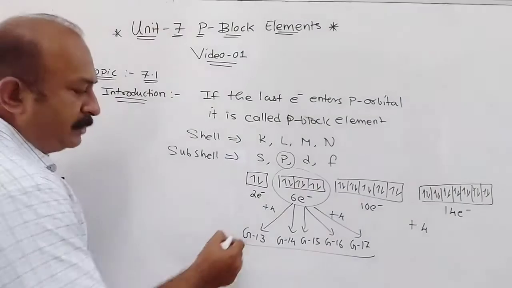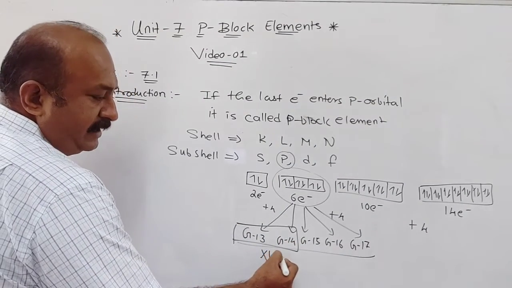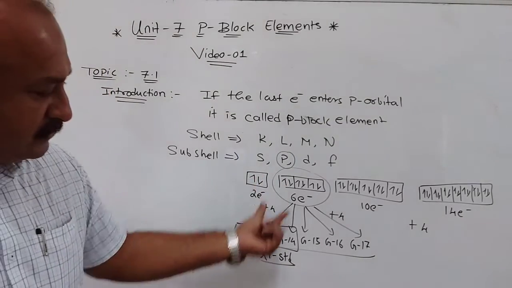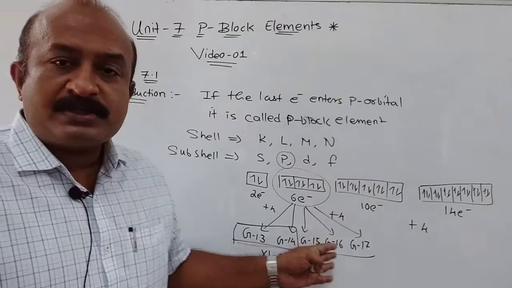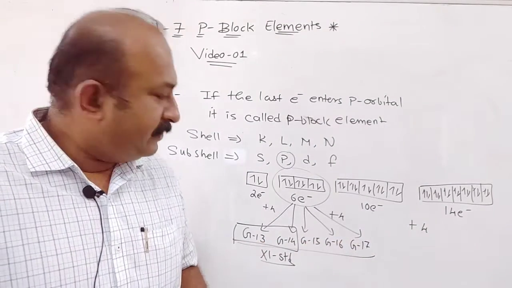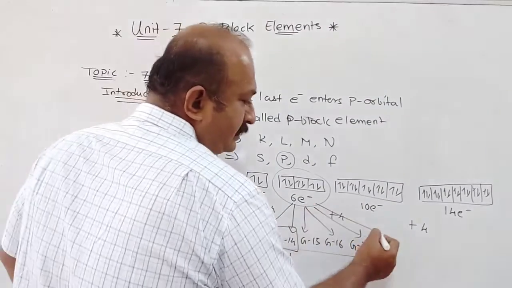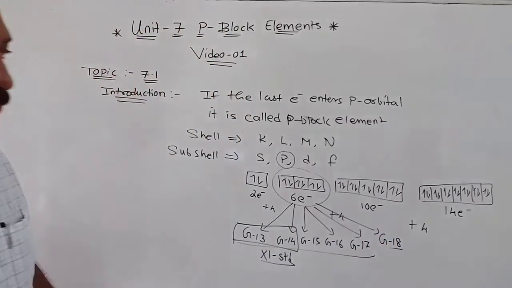Now out of these 6 groups, we have already studied these 2 groups in 11th standard. In 12th we are going to study the remaining groups, that is group 15, 16, 17, and one more, the 6th group, that is group 18. Understood?